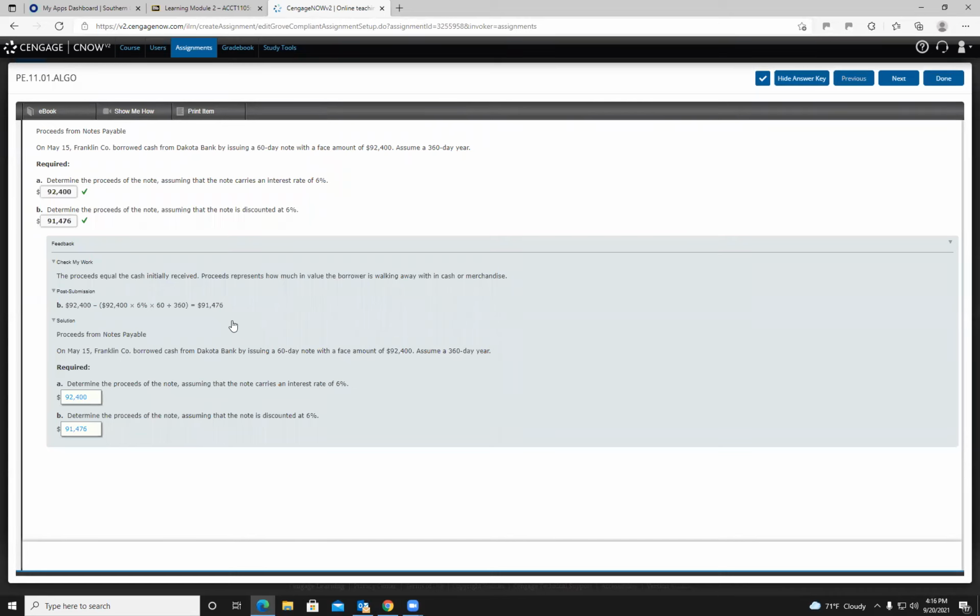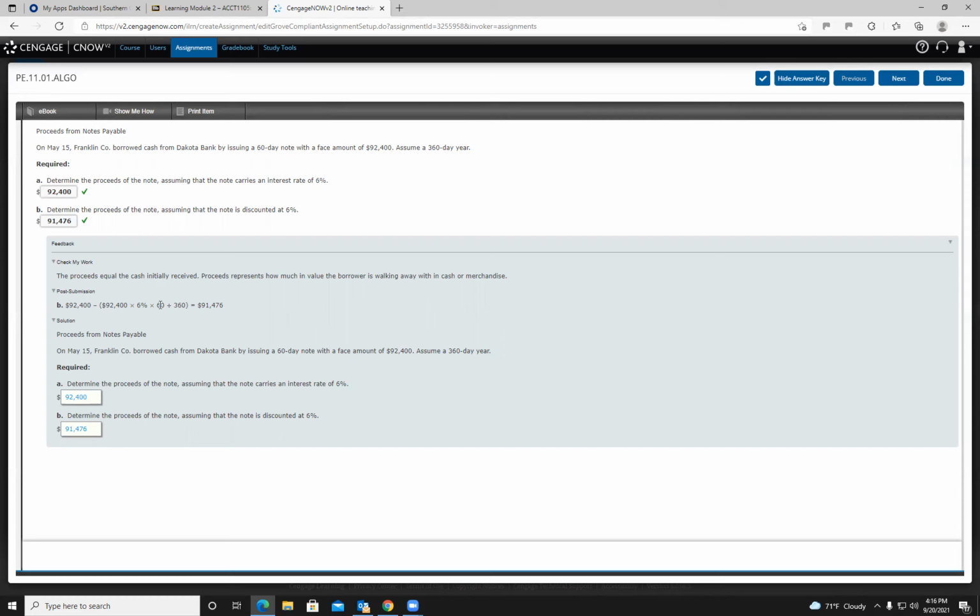In question A, determine the proceeds of the note, assuming the note carries an interest rate. Proceeds from a regular note are going to be the face amount of the note, which is $92,400. Now question B asks to determine the proceeds of the note, assuming the note is discounted. With a discount note, they subtract out the amount that is considered interest. That is how they came up with 91,476, as you can see in the math below.